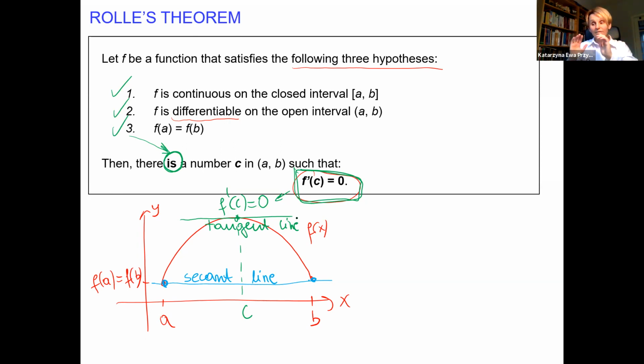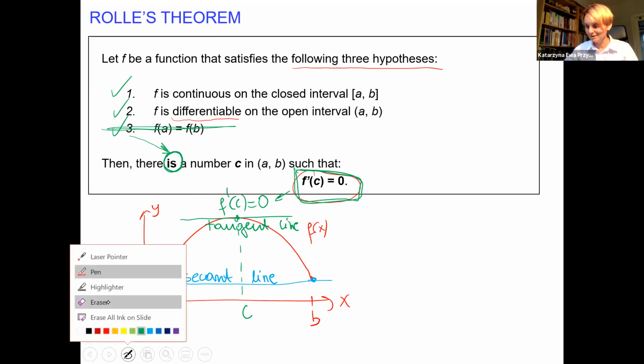And for the mean value theorem, we have exactly the same condition. We just don't have the last one. Because f of A and f of B could be at a different level, but I will still try to connect them with a secant line, the average rate of change, and I will still be able to find a tangent line parallel to it, with the same slope. So that's the idea. The average rate of change is exactly the same as the instantaneous rate of change at some point in that interval. Okay, but now we still have the conditions for Rolle's theorem.